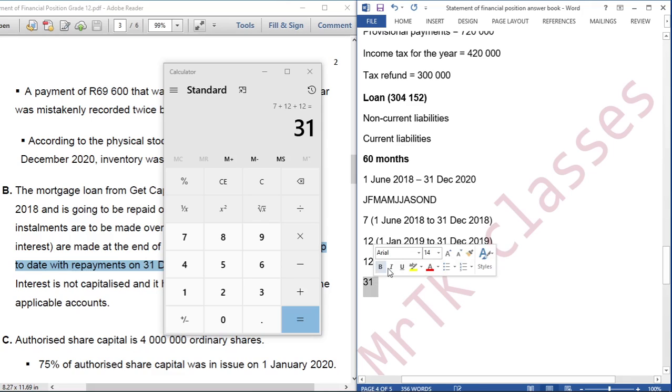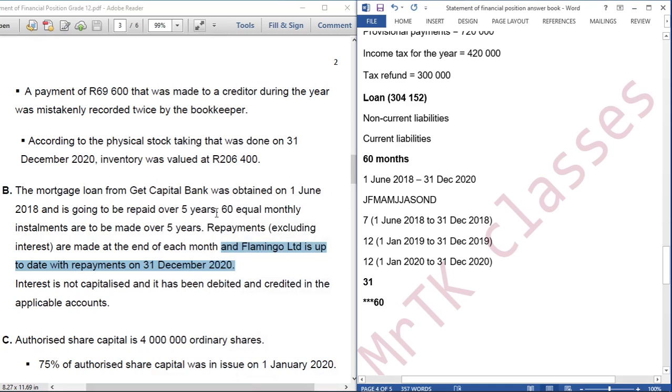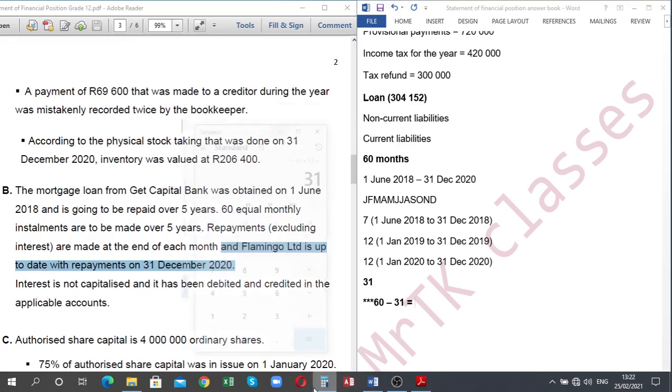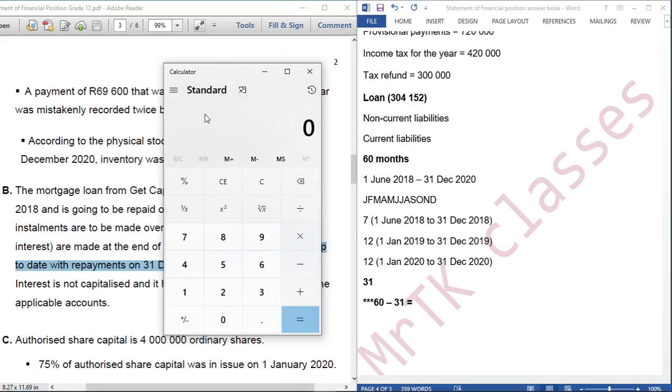So how many months are we left with? We are going to say 60, because remember, 60 equal monthly installments are to be made over 5 years. So 60 subtract 31 is equal to 29. We are left with 29 months.